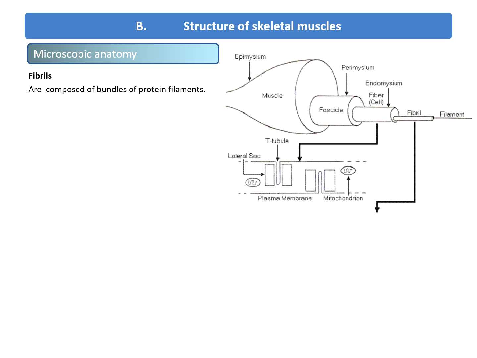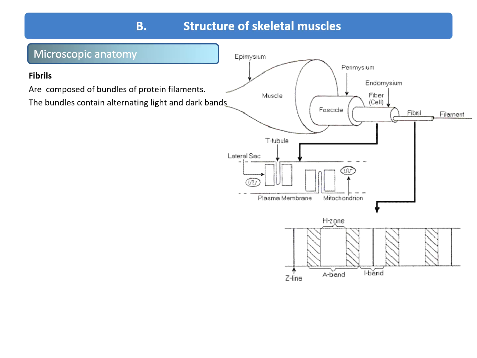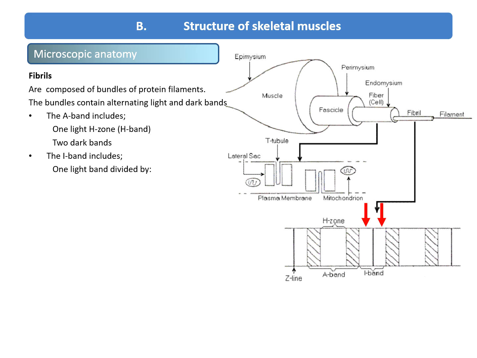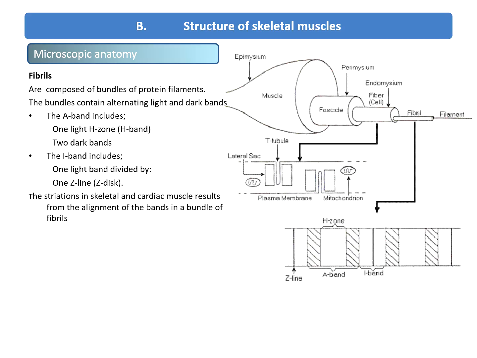Fibrils are composed of bundles of protein filaments. Bundles contain alternating light and dark bands. The A band includes a light H zone in the middle and two dark bands. The I band includes one light band that's divided by a Z line or Z disc. The striations in skeletal and cardiac muscle result from the alignment of the bands in bundles of fibrils.